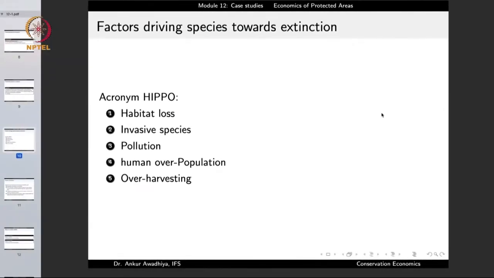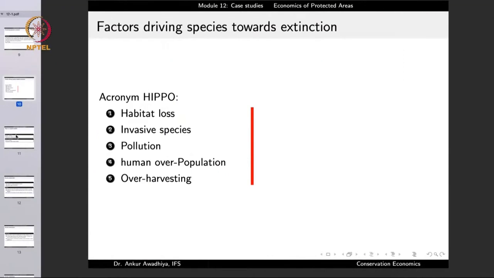We had seen earlier that there are a number of factors that lead a species to extinction. There are factors that act at large population sizes, and factors that act at smaller population sizes. We can summarize these factors with the acronym HIPPO: habitat loss, invasive species, pollution, human overpopulation, and overharvesting are the factors that have been driving species towards extinction. When we are talking about protected areas, they protect the animals and plants that are inside from these five things. Now, when we want to protect species against these factors of extinction, there are two modes that are there with us.